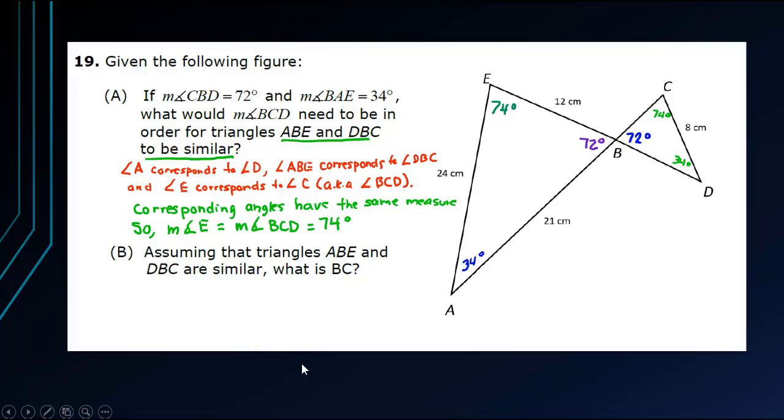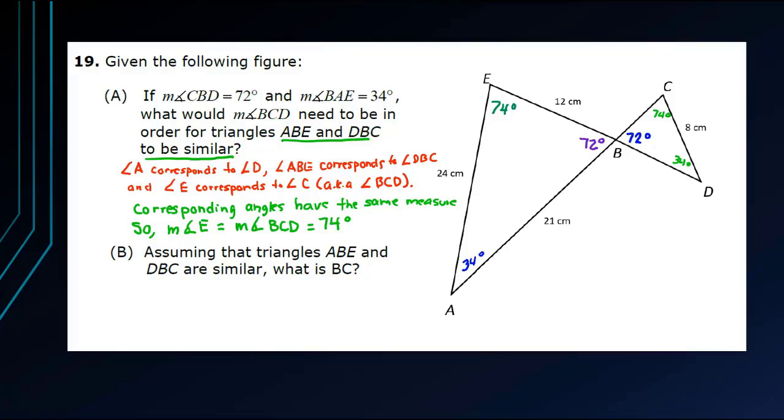Now for part B, assuming that this is the case and that they are in fact similar, we want to be able to say, okay, what is the measurement of BC? So we have this bigger triangle, BAE, AEB, whichever way you want to call it. It has all three of its sides known. Triangle BCD does not have all three sides. It only has one side known. But I need to come up with a scale factor. If I come up with a scale factor, then I'll be able to figure out what BC is based off of what the corresponding side of this one's supposed to be.